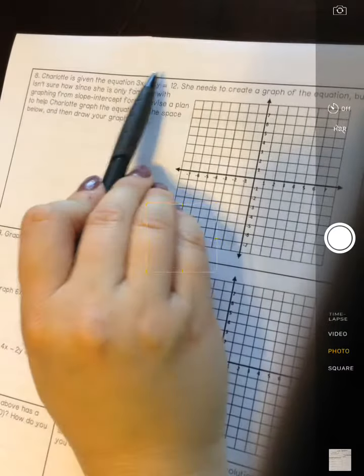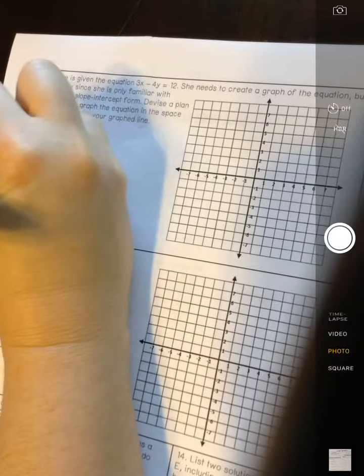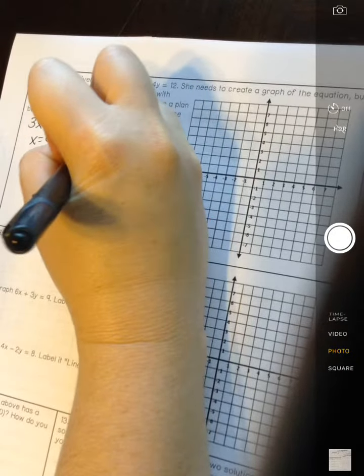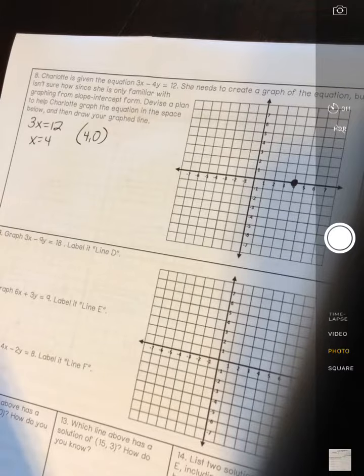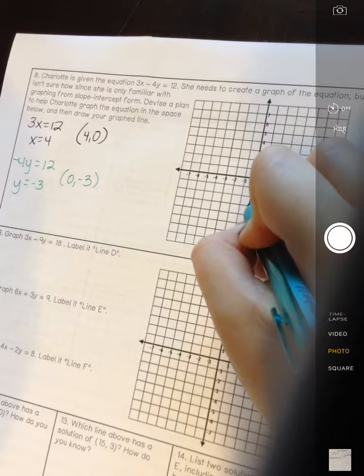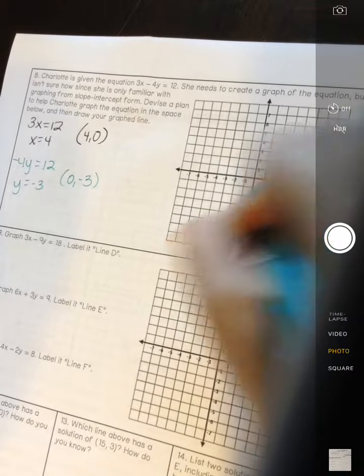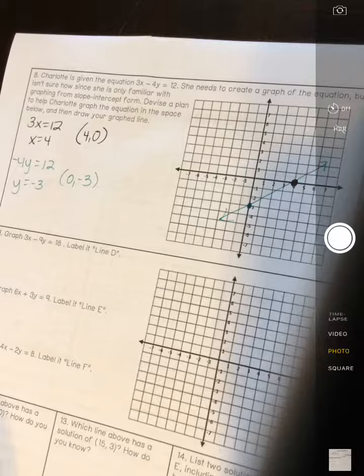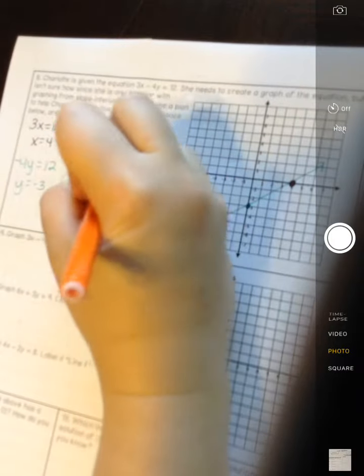We could do intercepts. So if I cover up my 3x, it says 3x equals 12. So that means x is 4. Or 4, 0. Cover up the 3x, and I'm left with negative 4y equals 12. So y equals negative 3, or 0, negative 3. And then I can draw my line. To double check myself, I could write it in slope-intercept form. So I would subtract the 3x.